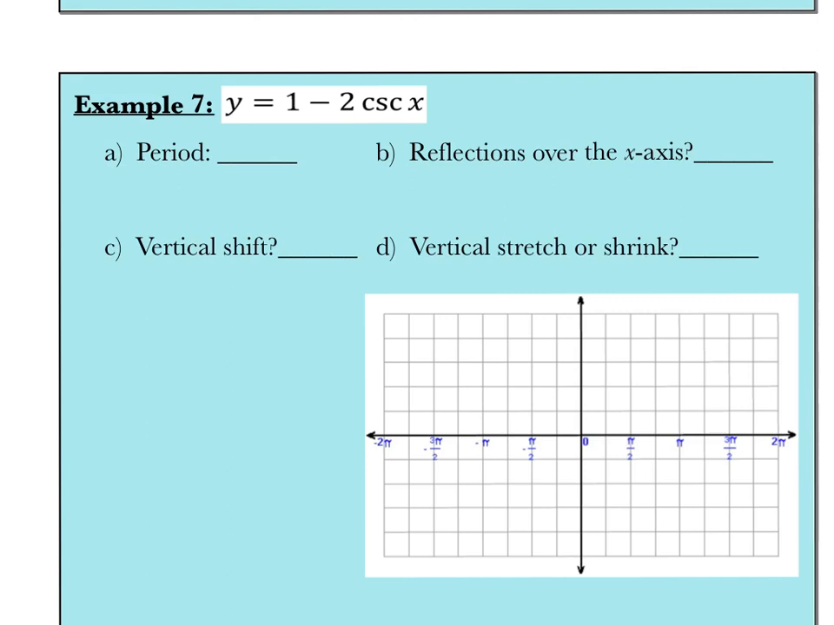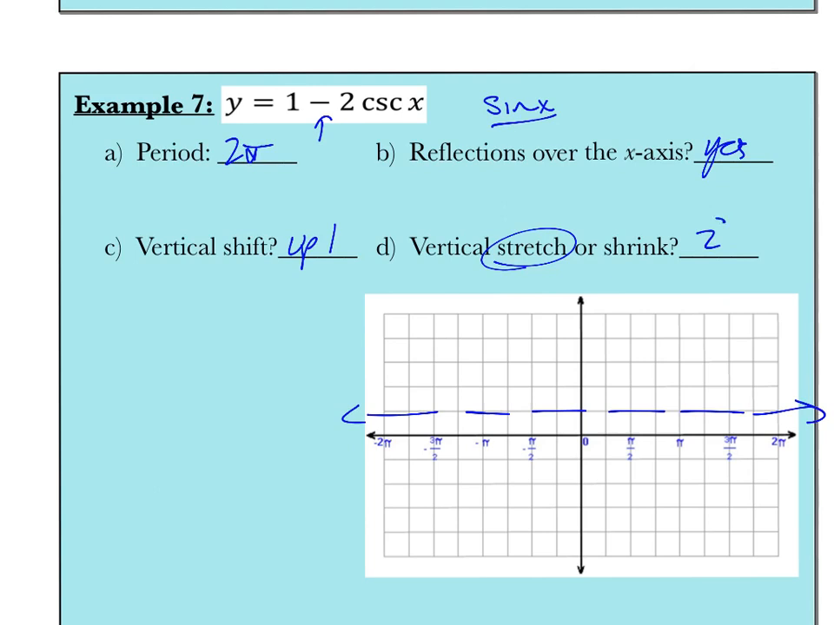Last one, this does a couple things. Cosecant means I want sine of x. Period, 2 pi. Reflection, yep, because it's a -2 in front. I'm going to move the whole thing up 1, and it's going to be a vertical stretch by 2. So that means I'm moving the whole thing up 1. So this becomes my new midline. Okay, it's a sine function, but it's a stretch of 2.